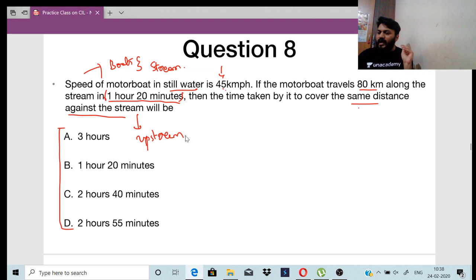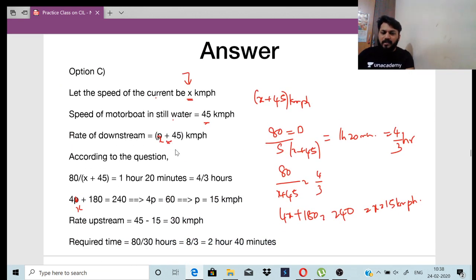With the water is easy, right? The boat can go comfortably. Against the water is tough, you have to put in more effort. So that is called upstream. So if downstream is plus, what will upstream be? Minus, right? So it is 45 minus 15, 30, right?